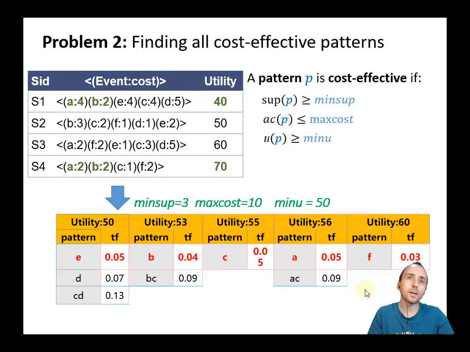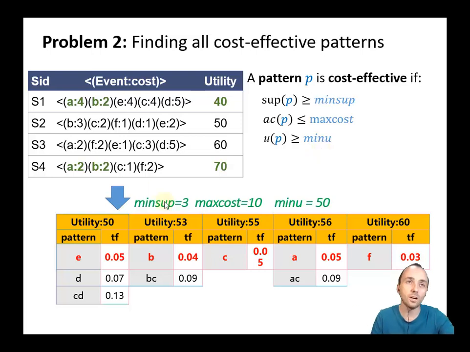Okay. So the second problem we study in this paper is for the numeric utility. We say we want to find all the patterns that are cost effective. We say a pattern is cost effective if the support is greater than some minimum support, the average cost is smaller than some maximum cost because we don't want to spend too much, and the average utility is greater than some minimum also. So for example, we want to find all the patterns in e-learning that will give you at least an average score of 80%, for example.